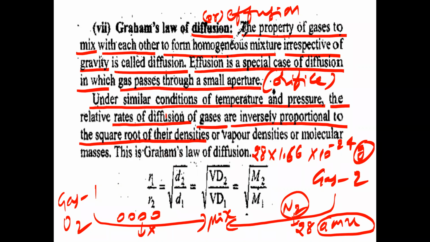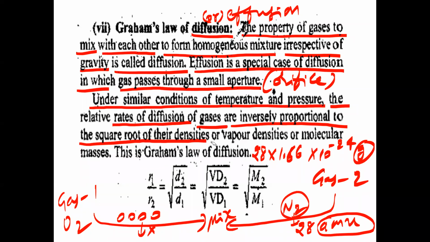So Graham's law of diffusion states what, ma? Under similar conditions of temperature and pressure, the rates of diffusion of all gases are inversely proportional to the square root of density, square root of vapor density, square root of gram molecular mass. So this is called Graham's law of diffusion.